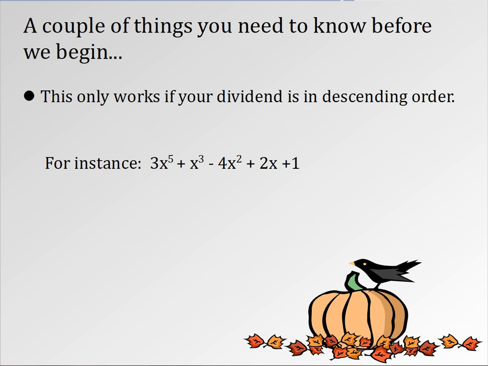My dividend, remember, is the big polynomial that I'm going to be dividing. So here I have a polynomial. This would be an example of a dividend, and it is in descending order, right? I want to go from highest exponent all the way down to my constant.